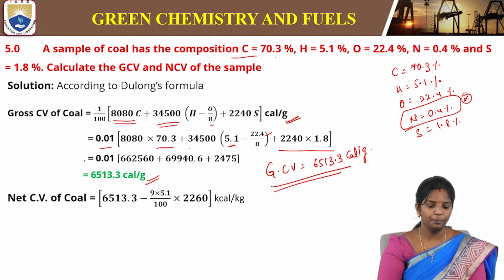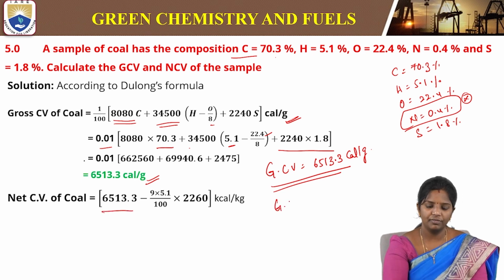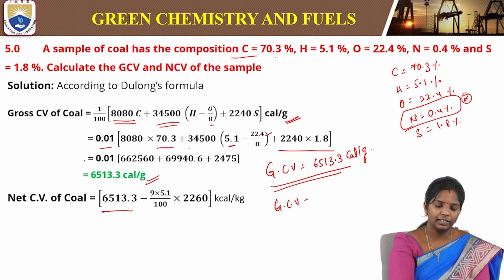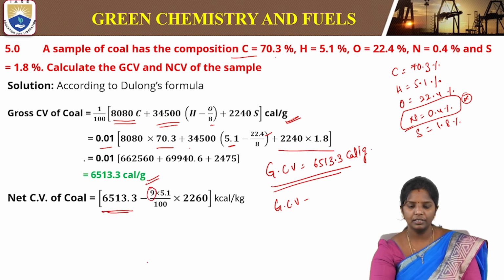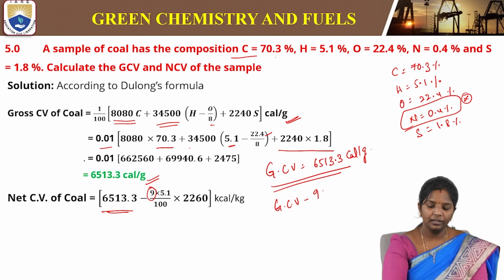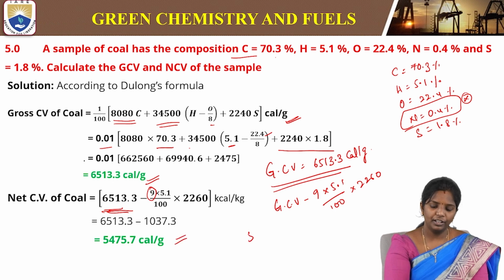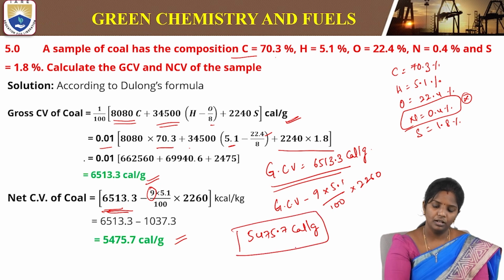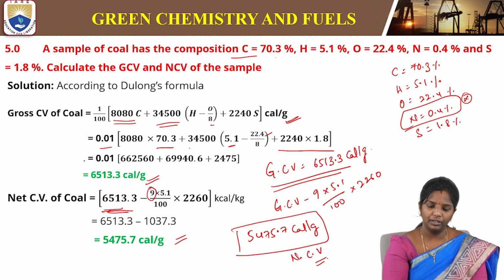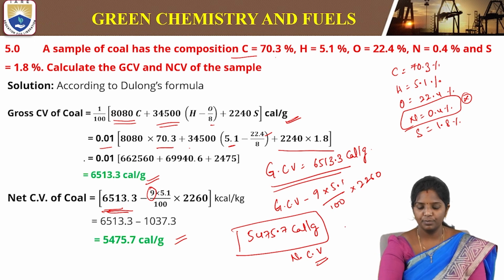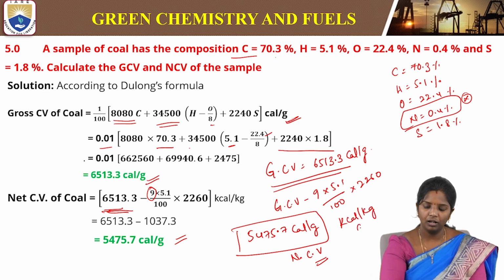Next, net calorific value. Substitute the GCV value in this net calorific value, and 9 is the value that we are taking, 0.09 or 9 into 5.1 by 100 into 2260. So after some simplification, we get 5475.7 calorie per gram. So this is the net calorific value, and we report in the kilocalories per kg or calorie per gram for the same.